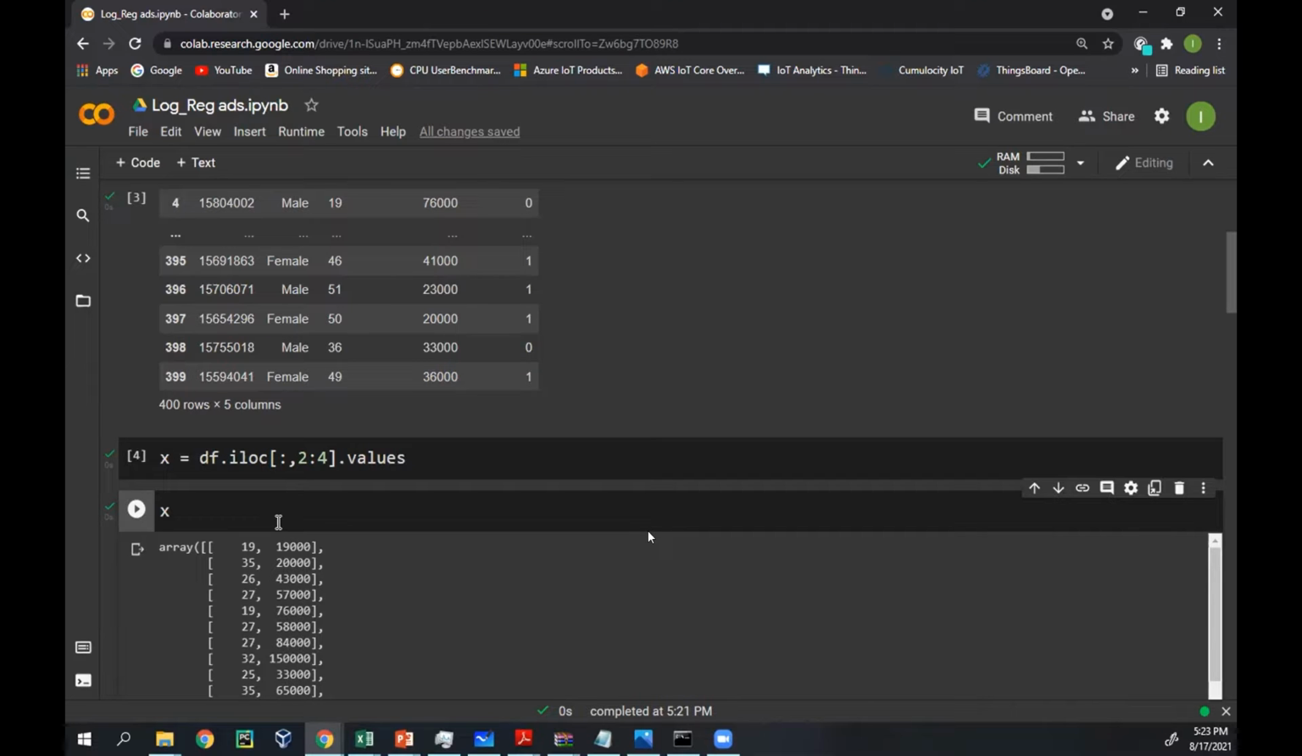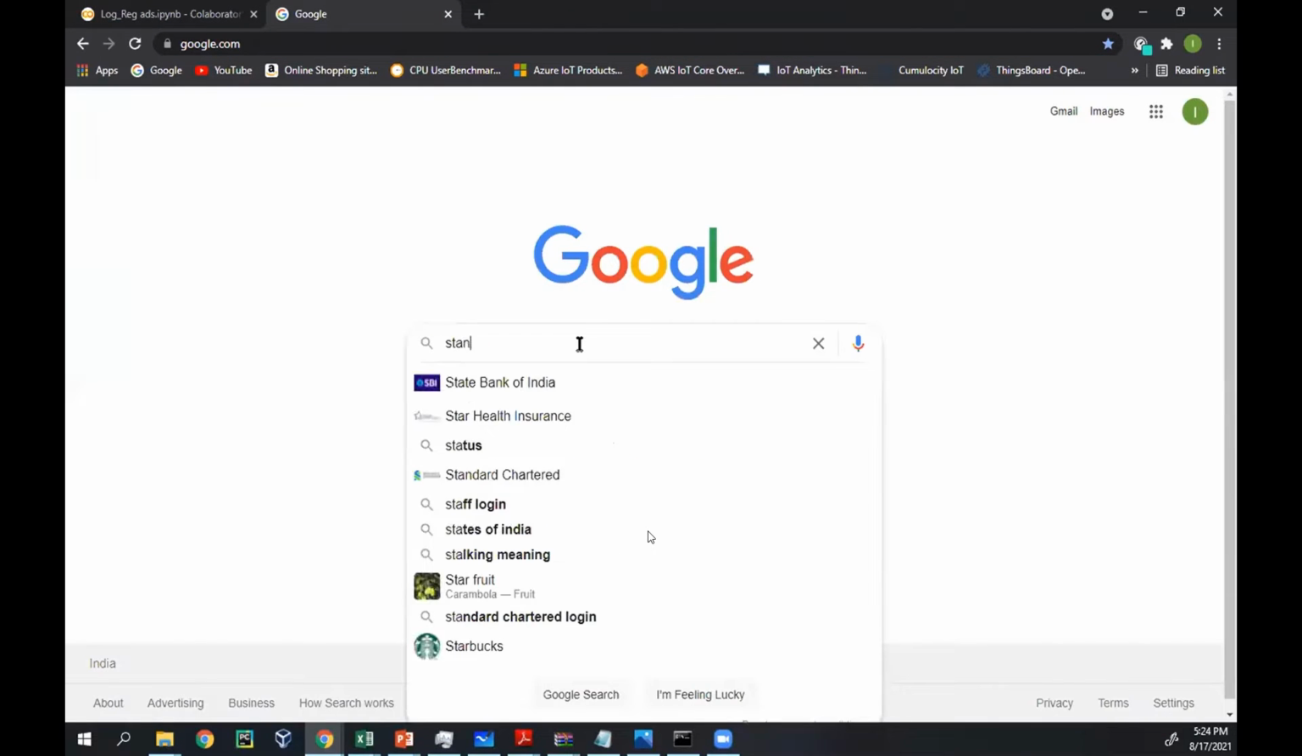But here, it's not the case at all, because in one place you have values in tens and in another place you have values in hundreds of thousands. So it's obviously highly unrelated. That is the reason we have to perform a technique here called standardization. There are actually two techniques we can use here. One is standardization.